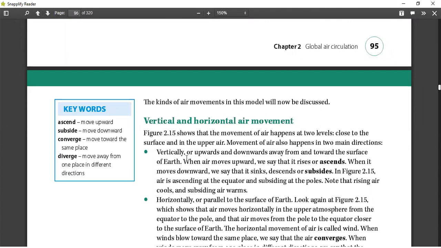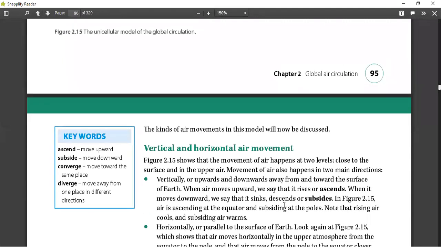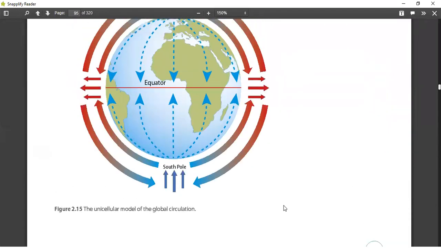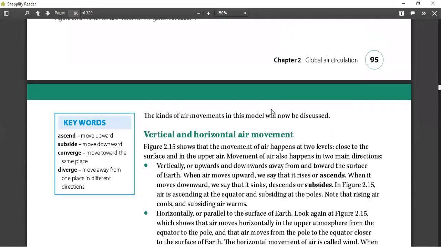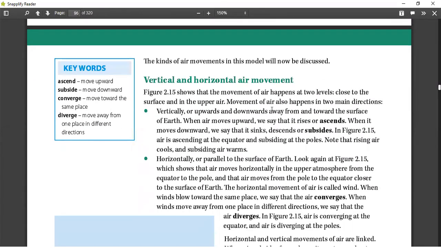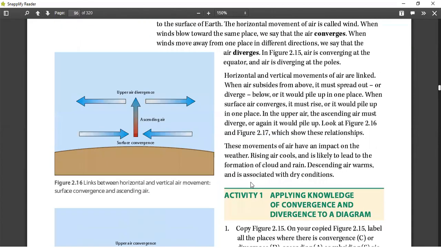Okay, that is vertically. Horizontally, or parallel to the surface of the Earth, look at figure 2.15. This is the one. There you go. It shows the upper air moving horizontally in the upper atmosphere from the equator. Okay, let's move on.